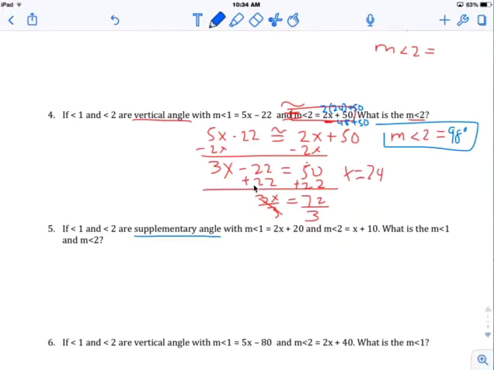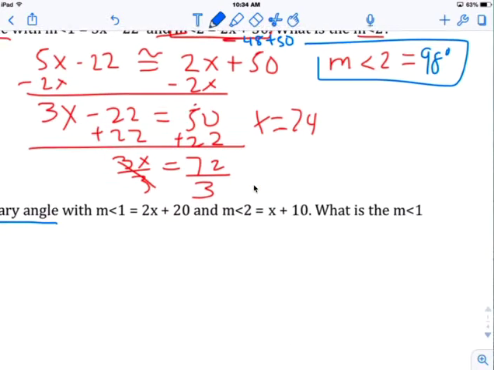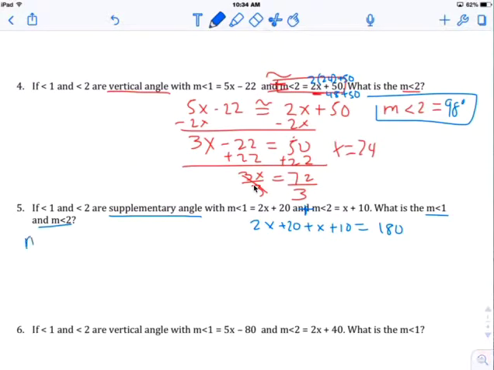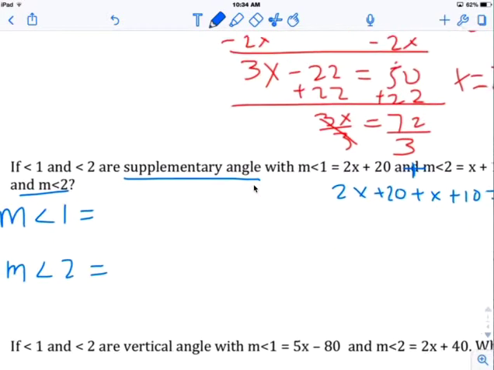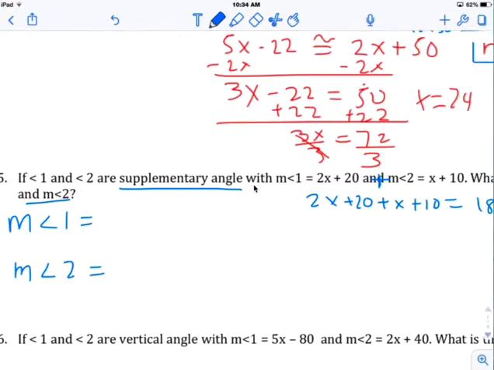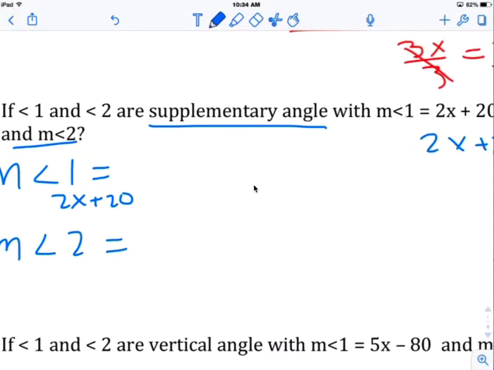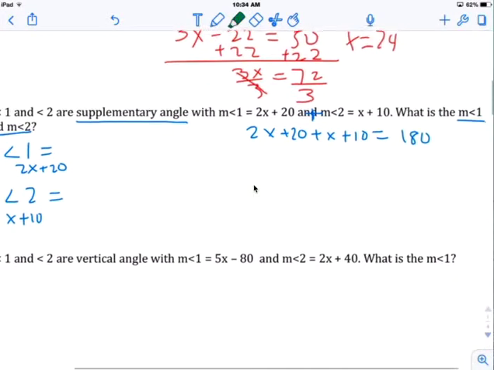Angle 1 and angle 2 are supplementary angles, so they add up to 180. So 2x plus 20 plus x plus 10 equals 180. What is the measurement of angle 1 and angle 2? Angle 1 is 2x plus 20. Angle 2 is x plus 10. Find x, then substitute it in and find the angles.